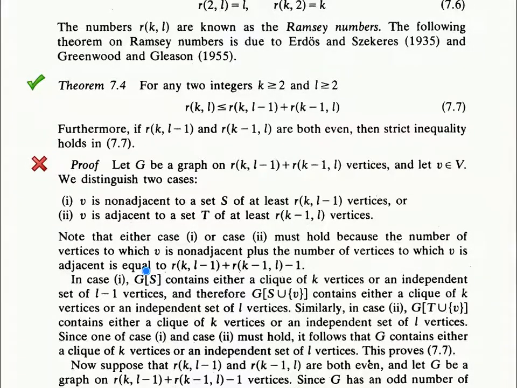Is it always so? If it's not complete, what does it mean that it's not complete? That at least one pair is not connected by an edge. Take that pair. It is an independent set of two.